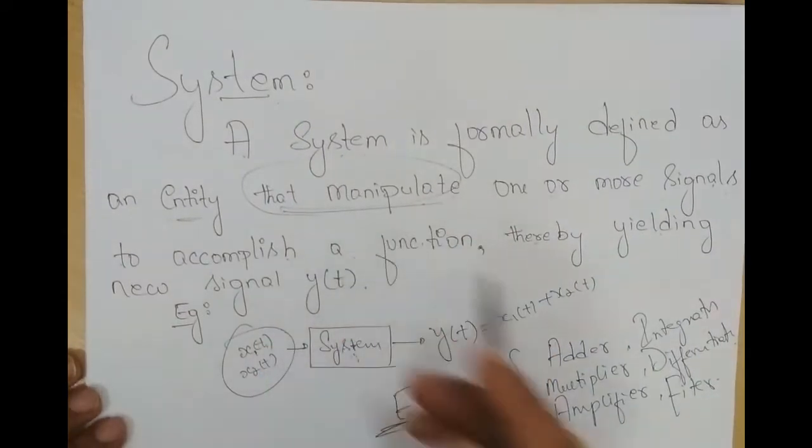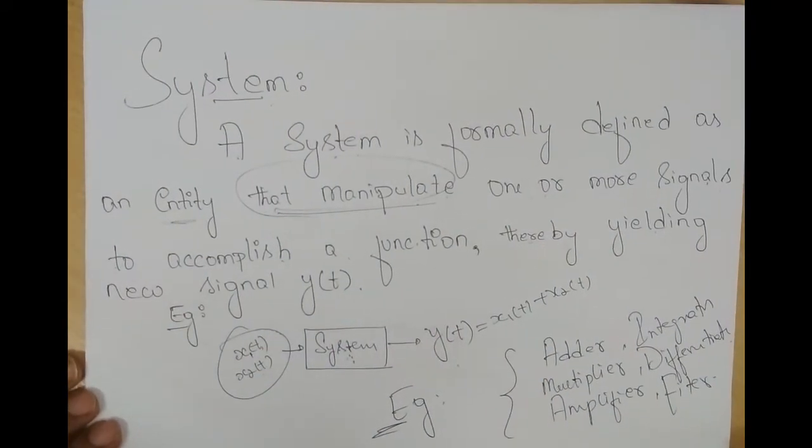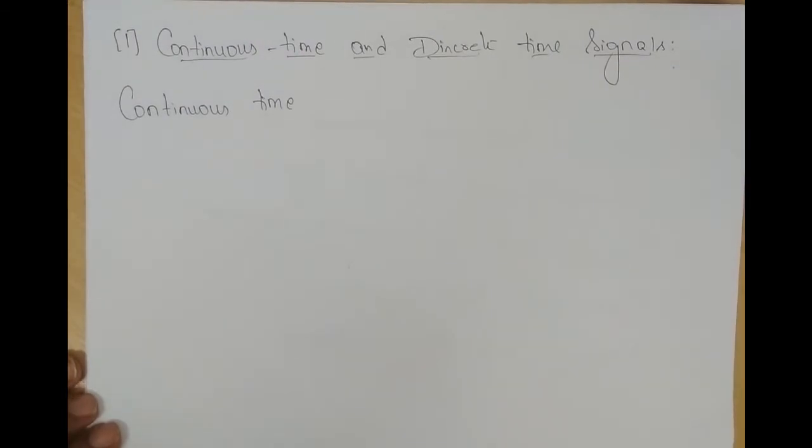And a system is an entity which manipulates one or more signals, giving us a new signal as an output, right? Examples of systems are adder, integrator, multiplier, differentiator, amplifiers, filters, and so on. Okay, so this is about defining signal and defining system.